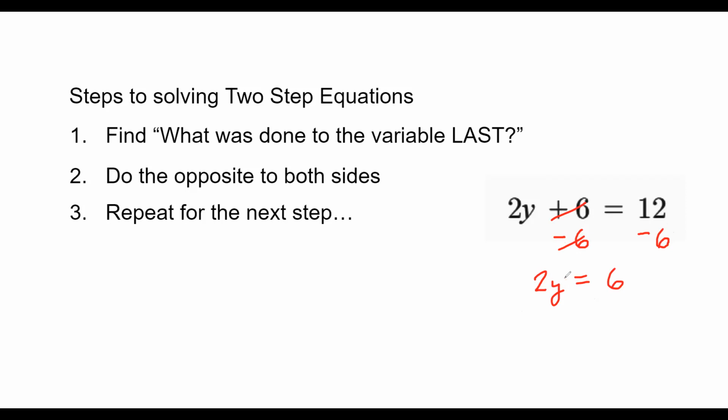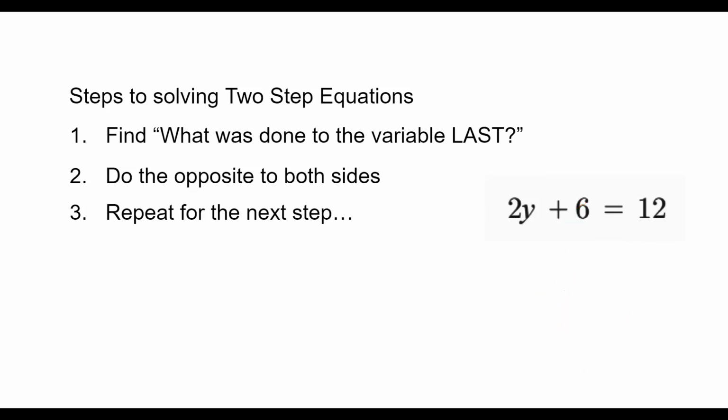Now, this looks like a one-step equation, and it is. We have y being multiplied by 2. We can cancel that out by dividing it by 2, but we also have to divide the other side by 2. And we're left with y is equal to 6 divided by 2, or y is equal to 3. So first step was to subtract 6 from both sides. Second step was to divide both sides by 2.